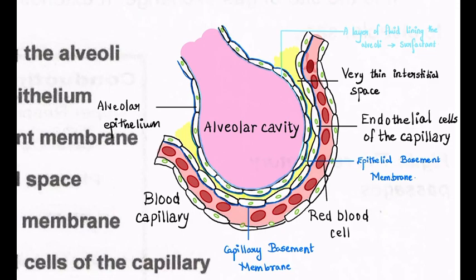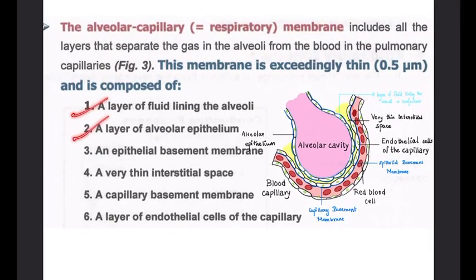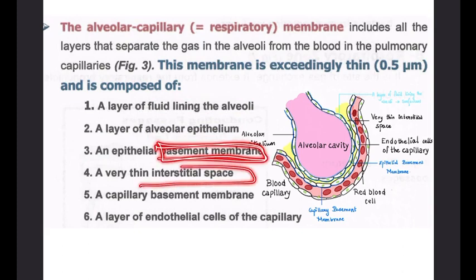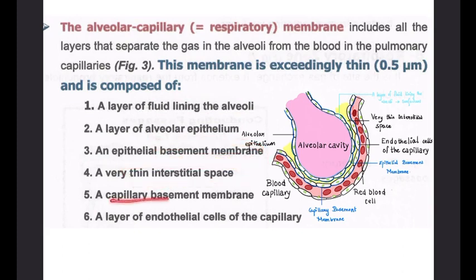This is important. These 6 layers are important for your respiratory module. A layer of fluid lining the alveoli which secretes surfactant, a layer of alveolar epithelium, alveolar epithelial basement membrane, very thin interstitial space, capillary basement membrane, a layer of endothelial cells of the capillary. Okay, we are done for today.